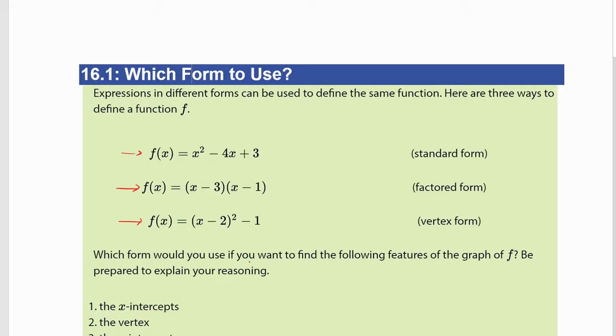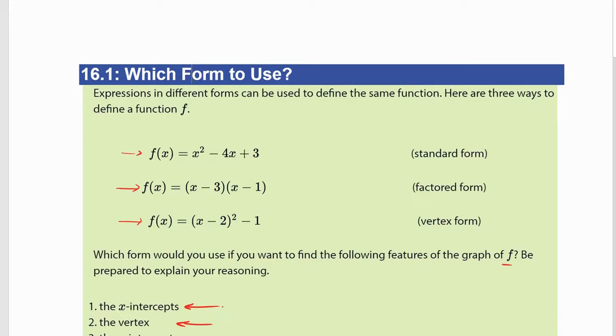There are several different things that we can get from all three of these forms. So the first question they ask is, which form would you use if you want to find the following features of the graph of f? Be sure to prepare to explain your reasoning. Which form would you use for finding the x-intercepts? Which form would you use to find the vertex? Lesson 15. Which form would you use to find the y-intercept? Go ahead, pause the video, and figure out those three.